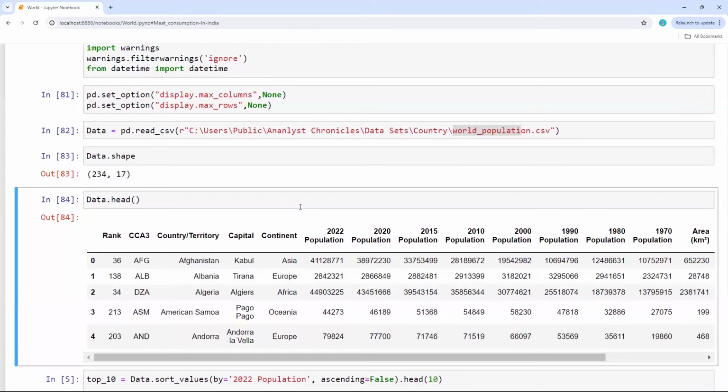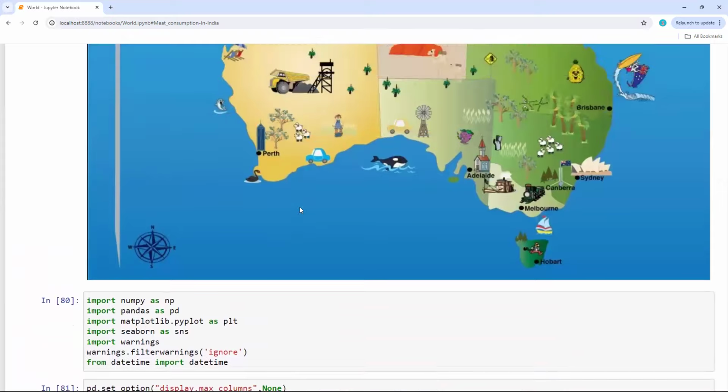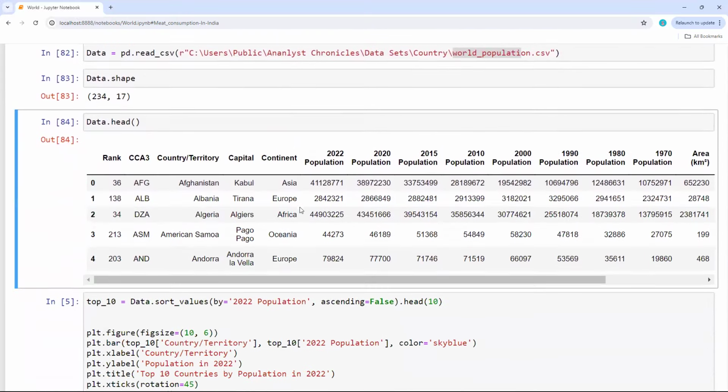Since we are looking at the Australian population, let me have a look at the Australian data.